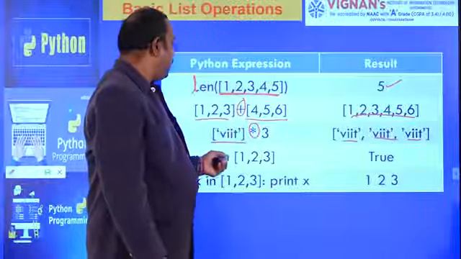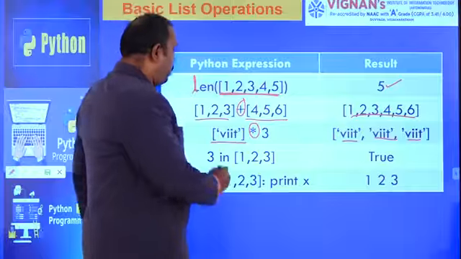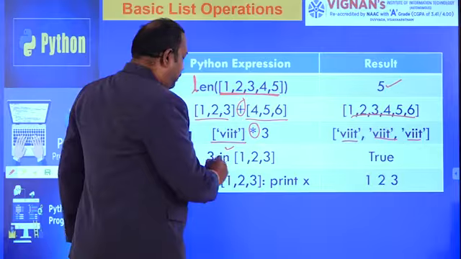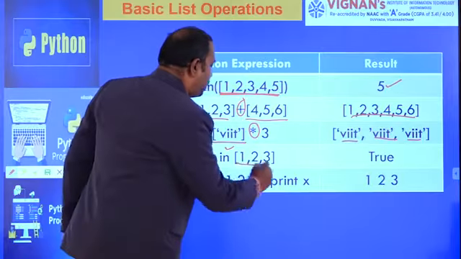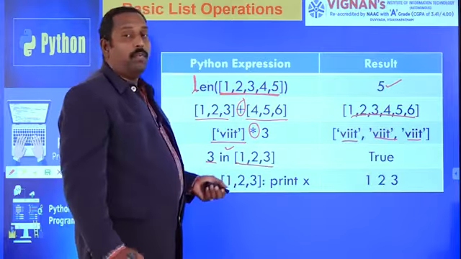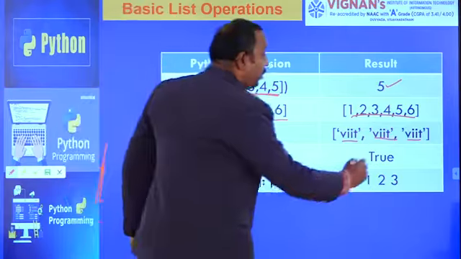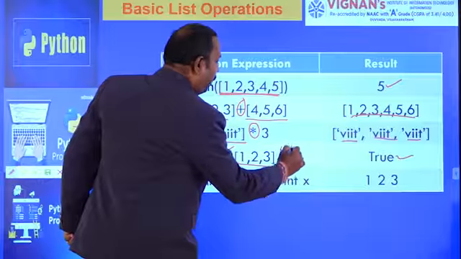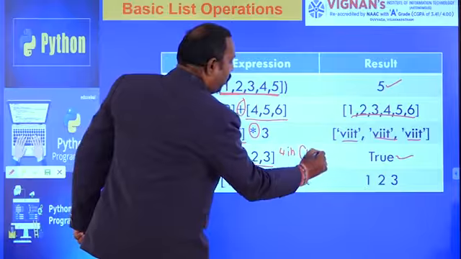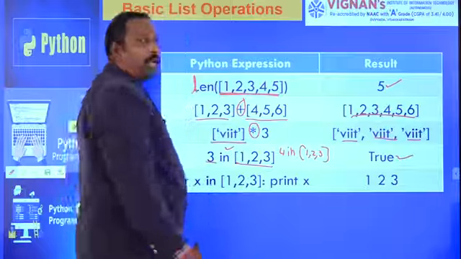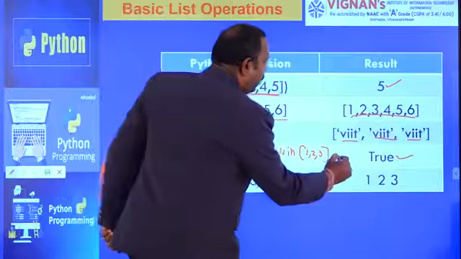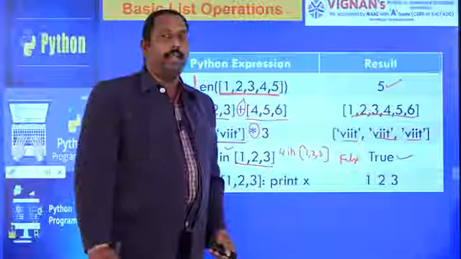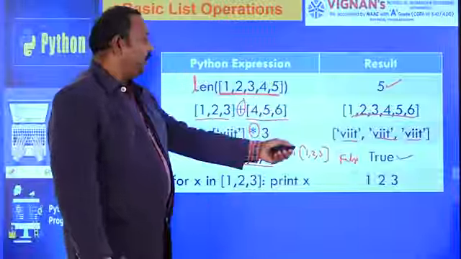And the next one is 3 in 1, 2, 3. That is the in operator. That means, is 3 existing in the list 1, 2, 3, yes or no? 3 is existing in 1, 2, 3, so the output is true. Suppose I have written 4 in 1, 2, 3, then you will get the output false, because 4 is not available in the given list 1, 2, 3.